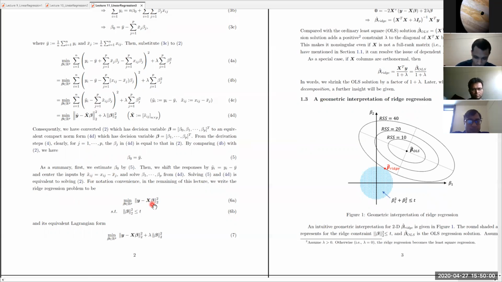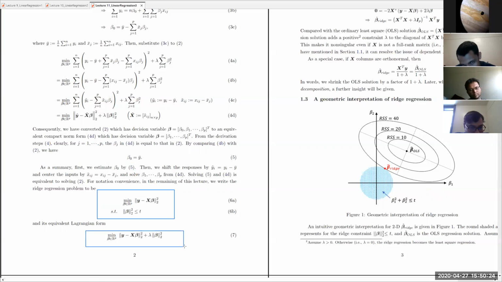And your beta is going to be in R^p. In other words, your beta starts from beta 1 to beta p. There's no beta 0 anymore. Beta 0 is estimated in this way. The reason, as was just asked, is that they can cancel each other. Later when I say the ridge regression model, I mean this model, either this one or this one.